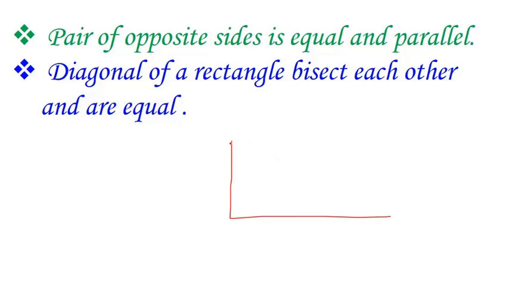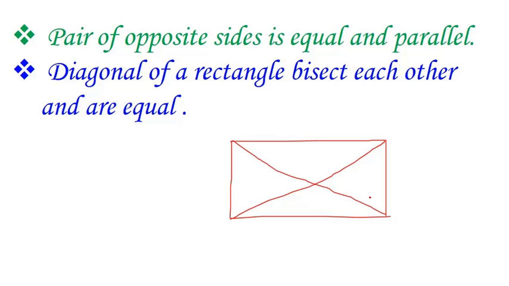So this is a rectangle. This is the first diagonal, and this is the second diagonal. So the diagonals intersect each other at this point. So they bisect each other. This one and this one will be equal, and this one and this one will be equal. So the diagonals of a rectangle bisect each other and are equal.